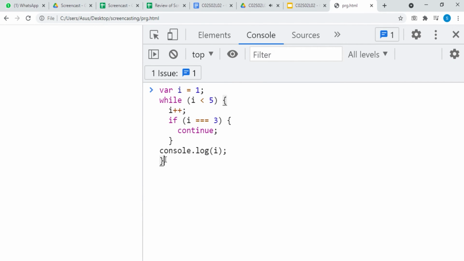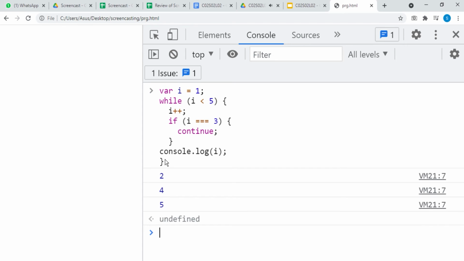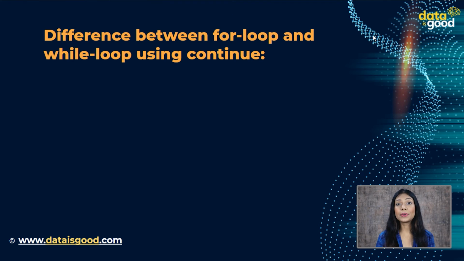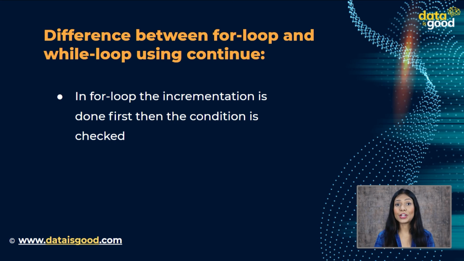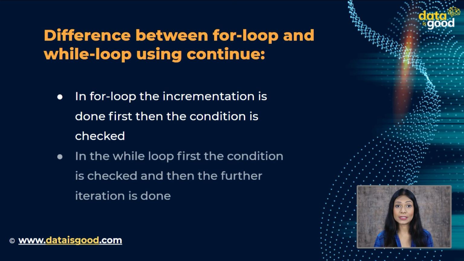Now let us take a while loop and see how it is used. You know how a while loop works. Well, there is a little bit of a difference between a while loop and a for loop when it comes to the continue statement. In for loop, the incrementation is done first, then the condition is checked, and it is seen if there should be any further iterations. In the while loop, first the condition is checked, and then the further iteration is done if possible.